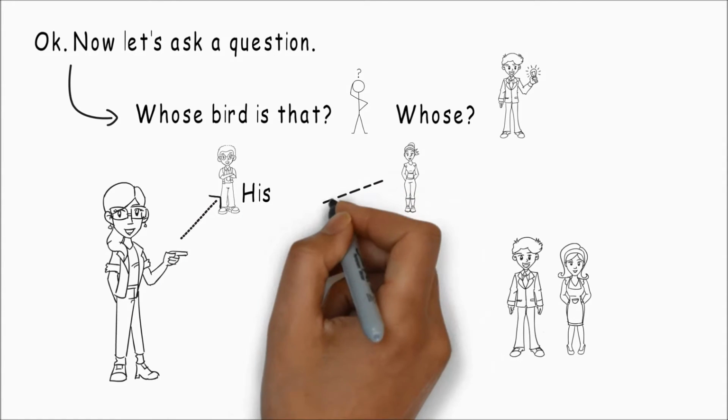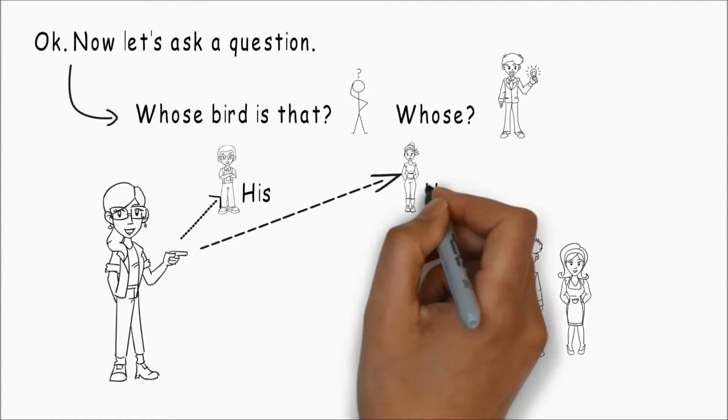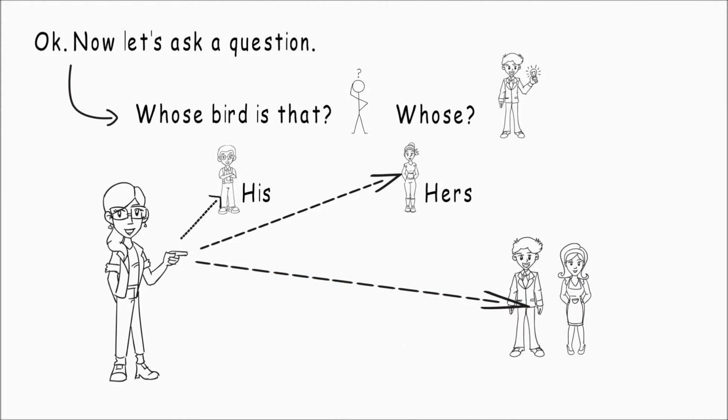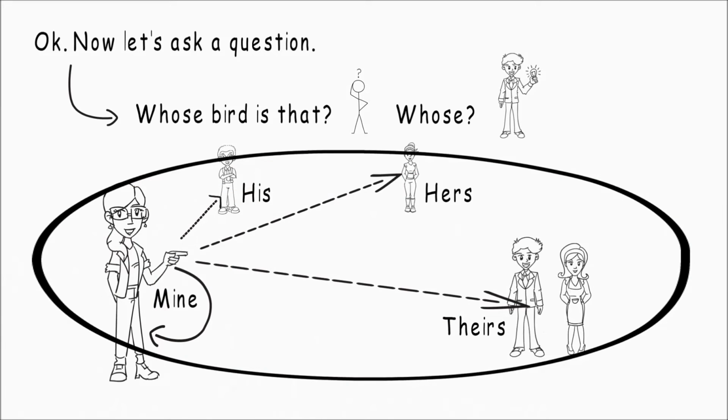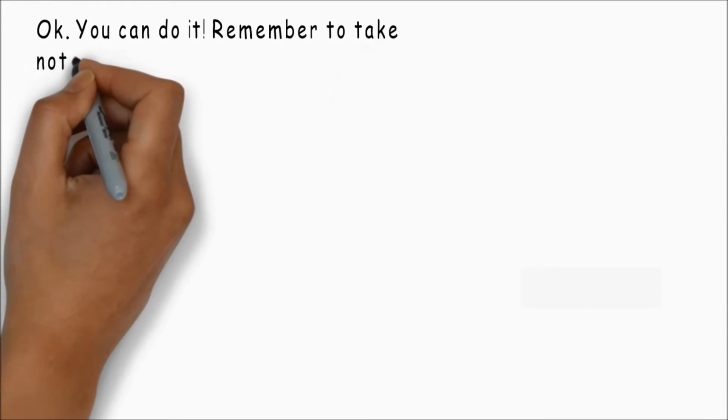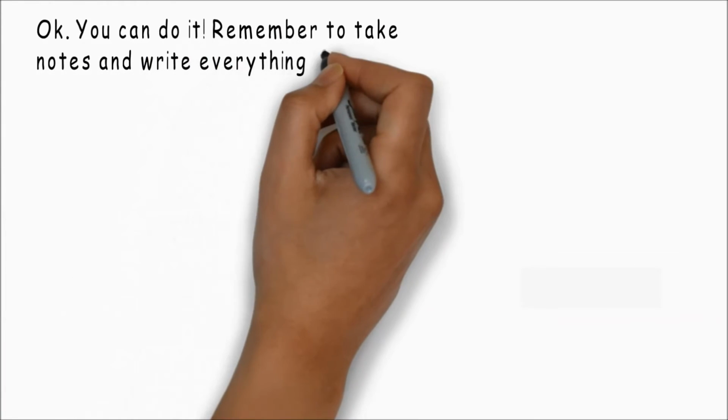His, hers, and two people, theirs. And now, me, mine, and everyone's, ours. Okay? There we go. Make sure you write this down. Okay. You can do it. Remember to take notes and write everything down that you see.